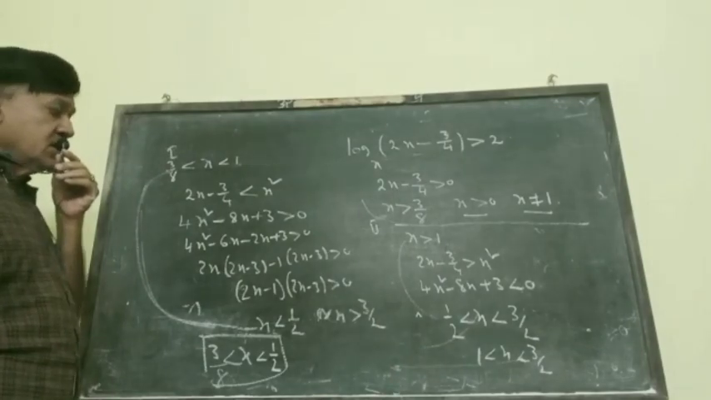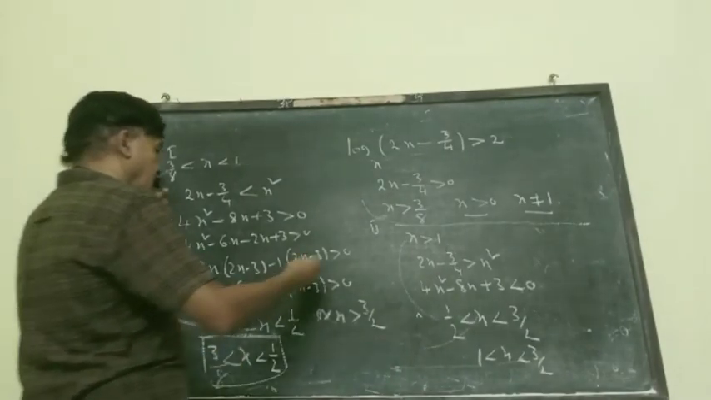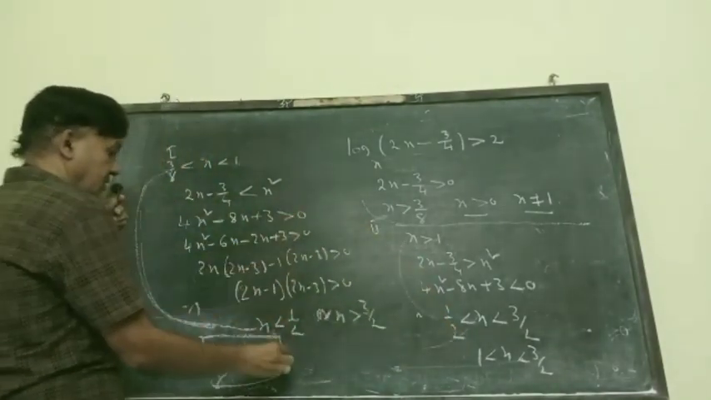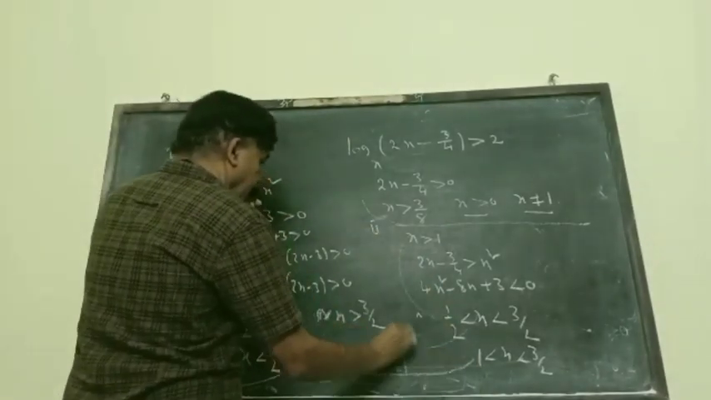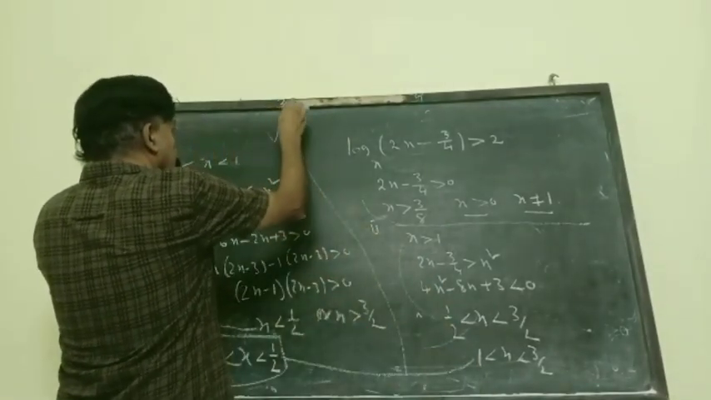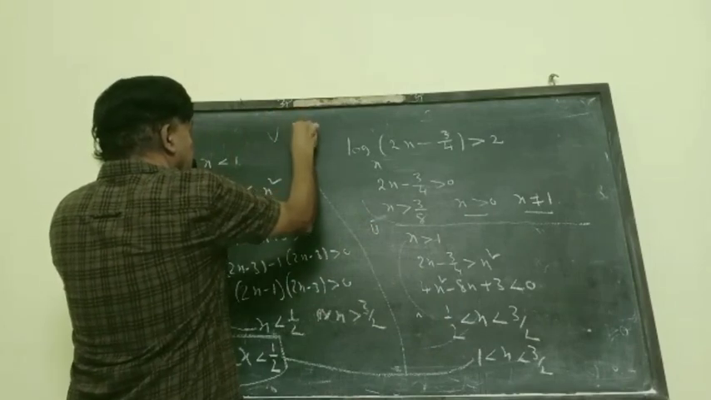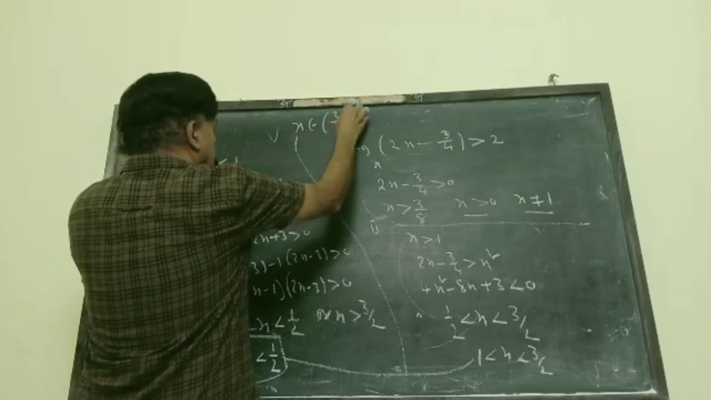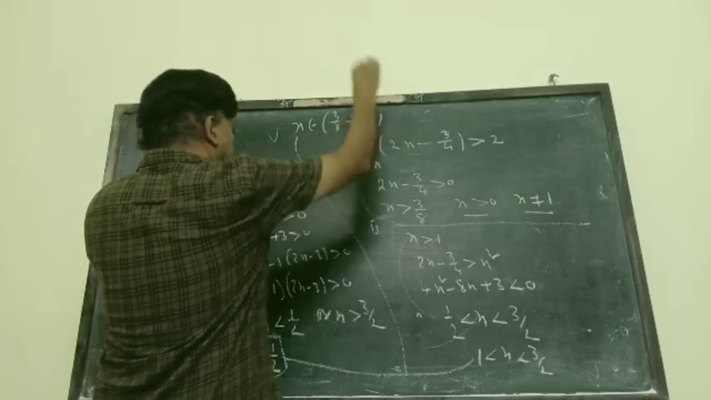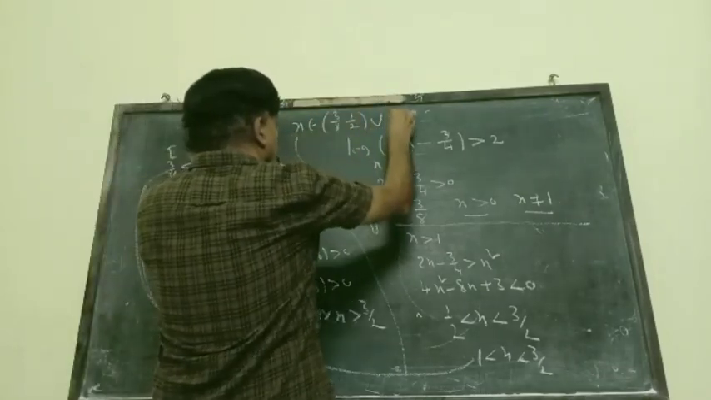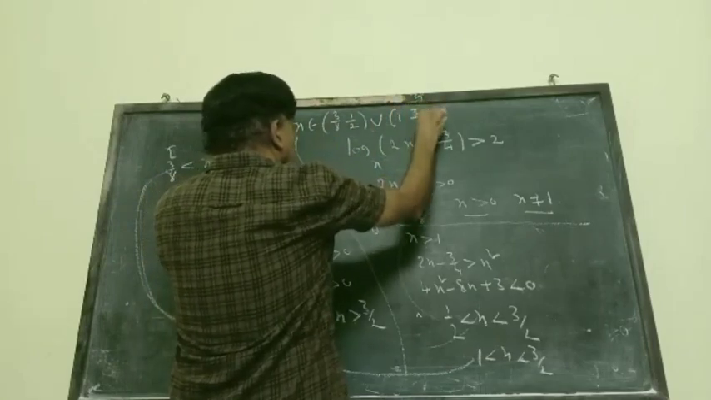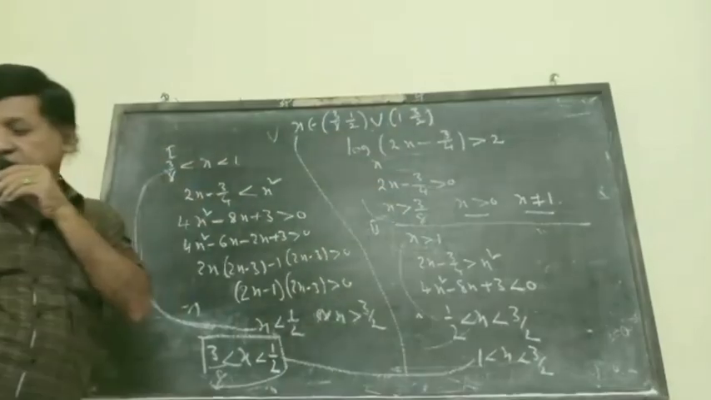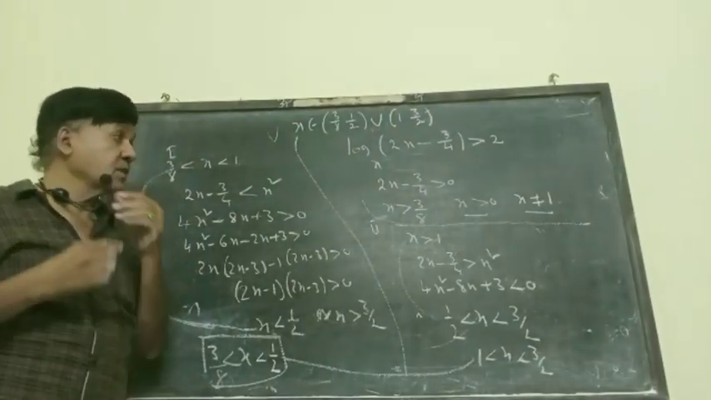Your final solution is what? This or this, means union. So the union of these two will be x belongs to open interval 3/8 to 1/2, union open interval 1 to 3/2. This is your final result.